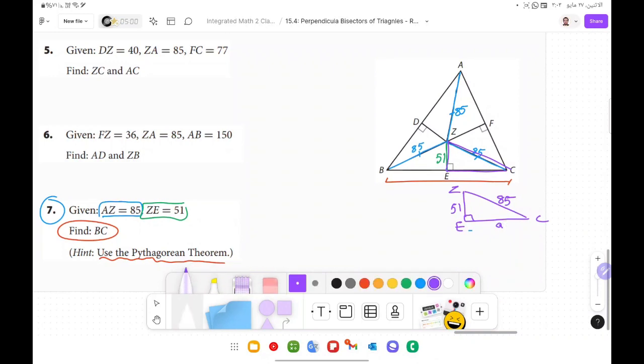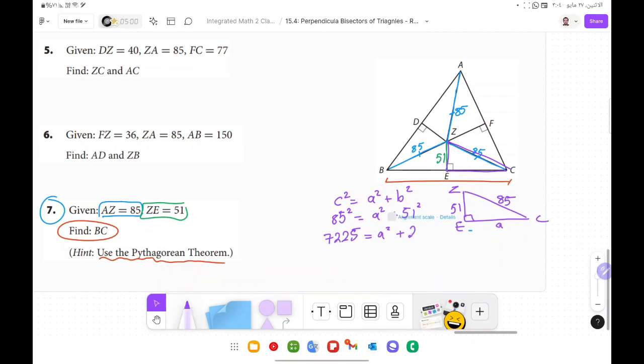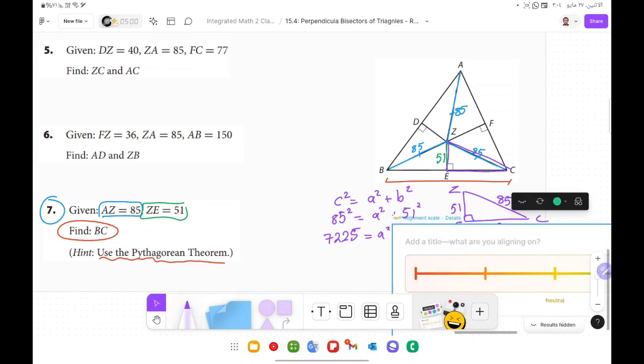To find A, we can write C squared equals A squared plus B squared. C squared, we know the hypotenuse is 85. So 85 squared equals A squared plus B squared, where B is 51 squared. Now, if I need to simplify this, 85 squared is equal to 7,225, equal to A squared plus 2,000, sorry, what's wrong with this?